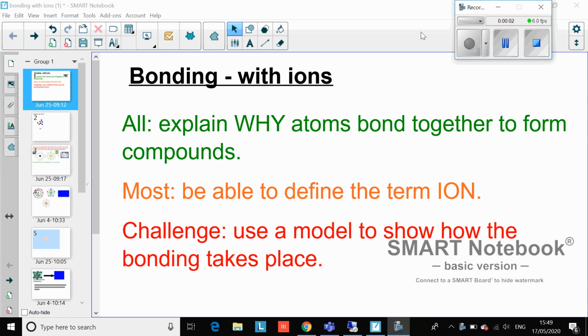Okay, hello Year 8. So what we're going to do today is start to see how certain atoms can stick together, what we call bonding. Hopefully by the end all of you will explain why atoms bond together to form compounds. Most will be able to define the term ion, and a few of you will be able to use a model to show how bonding takes place.